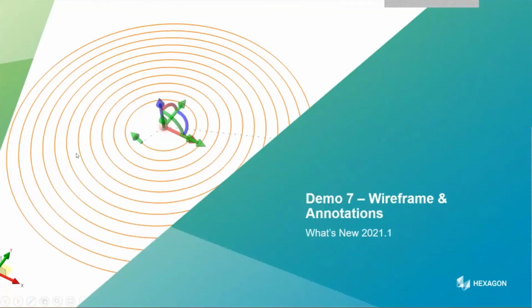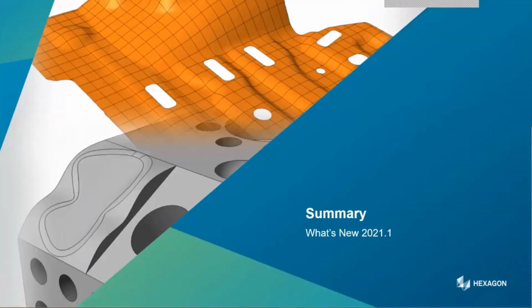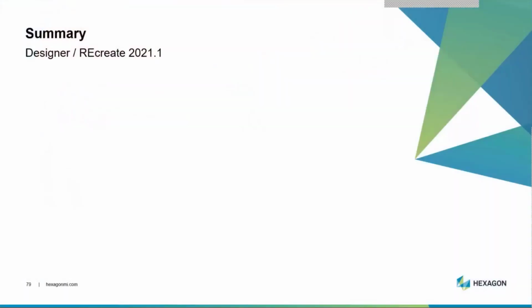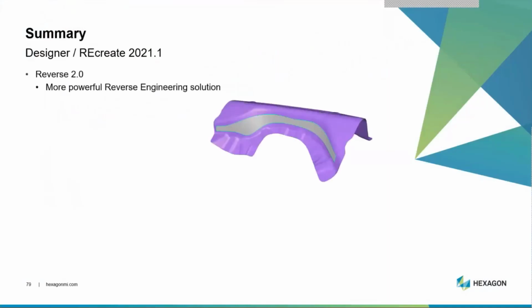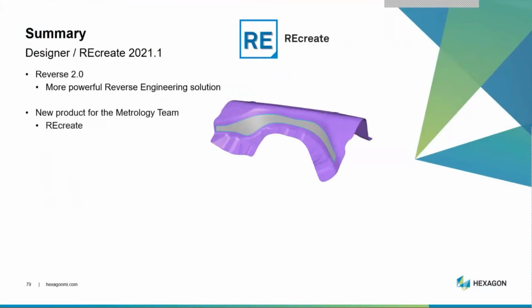Okay, I think we're drawing to a close, guys. My penultimate page is a summary. So to summarize the key points, because I know there was a lot of information in there, we've got the Reverse Solution 2.0, which is a much more robust and more powerful reverse engineering solution. We have a brand new product that's been created for the metrology side of the business to sell either with an arm or alongside one of the inspection products, rather than sell a competitor piece of software such as Polyworks or Geomagic. We'd rather sell our own solution, seeing as we have one.